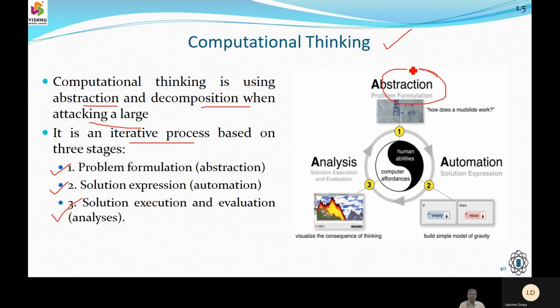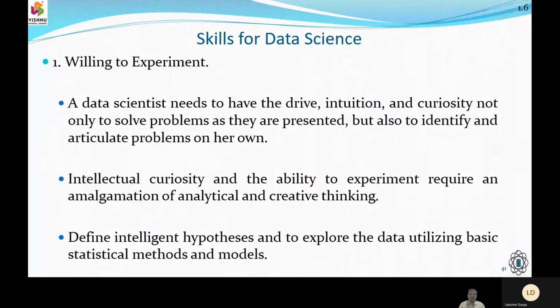One, we have problem formulation, which we call abstraction. Two is the analysis part, and the third we call automation. These three items have a feedback mechanism with one another: how it has to go, how it is built, how it is analyzed, and how it is used. All of that is taken up in the issues.